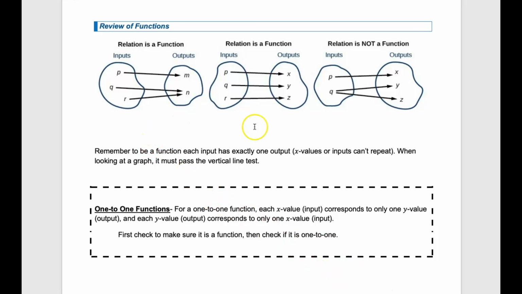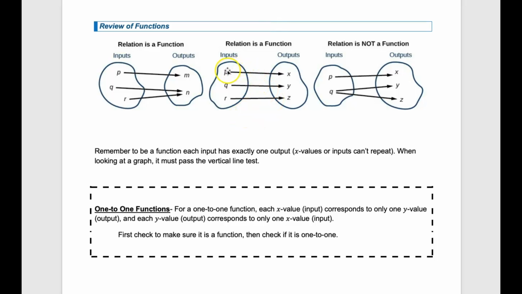We're given three examples here. This first one, this relation is a function. And as we can see here, we have inputs of P, Q, and R, and our outputs of M and N. So our inputs are not repeated, they are unique, and so that means that this is a function. We do have a repeated output of N, but that's okay. That still is a function. It doesn't matter if our outputs are repeated for a function.